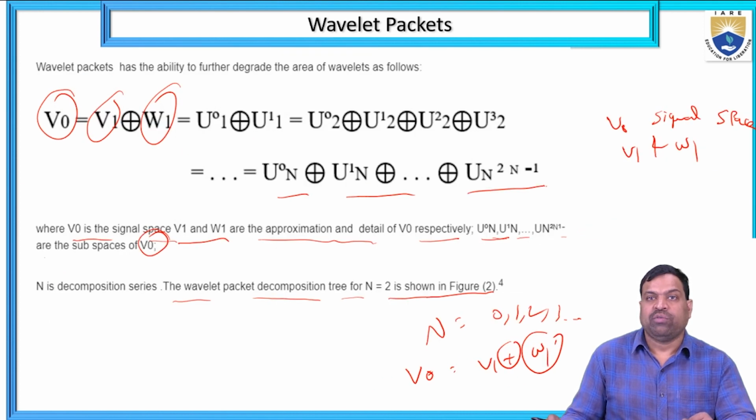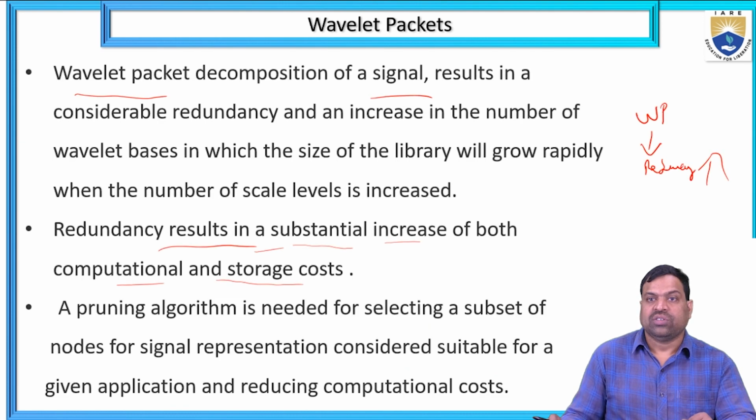So if I am going for the wavelet packet with the degradation function, the space of the wavelet is as follows: V0 equals V1 plus W1. Here V0 is the signal space, and V1 and W1 are the approximation levels of the signal function of the image. So the wavelet packet of a signal results in considerable redundancy and an increase in the number of wavelet bases, in which the size of the library will grow rapidly when the number of scale levels is increased. The redundancy results in a substantial increase of both computational and storage cost.